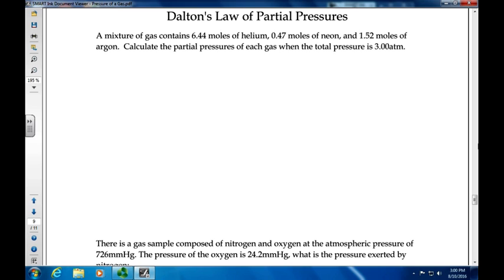Our first question: a mixture of gas contains 6.44 moles of helium, 0.47 moles of neon, 1.52 moles of argon. Calculate the partial pressures of each gas when the total pressure is 3.00 atmospheres. So we're going to begin by calculating the total number of moles.